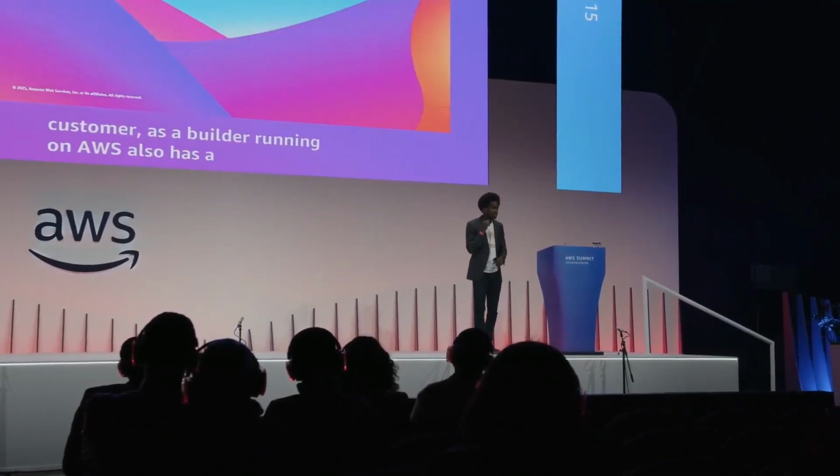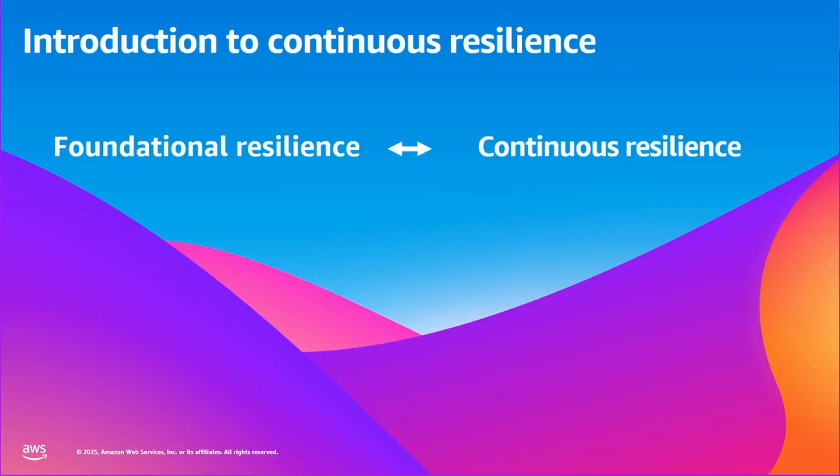And that's where we go into continuous resilience. What we mean by foundational resilience is implementing the features in the services that you use to make sure they're highly available, right? For example, designing to run across multiple AZs, implementing multi-AZ in RDS, just a few examples. But continuous resilience is the practice, as an organization, of continuously verifying that you are resilient, and not just doing it as a one-time exercise in the design phase, but doing it continuously.